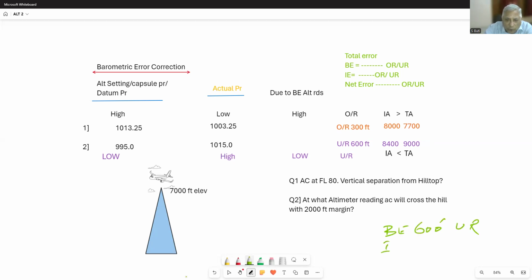Now, if he tells you that at the time of takeoff, elevation is 300, but your altimeter was reading 330 when set to QNH, not to worry, that means I have an instrument error. Instead of 300, my altimeter is reading 330, and it is 30 feet overreading.